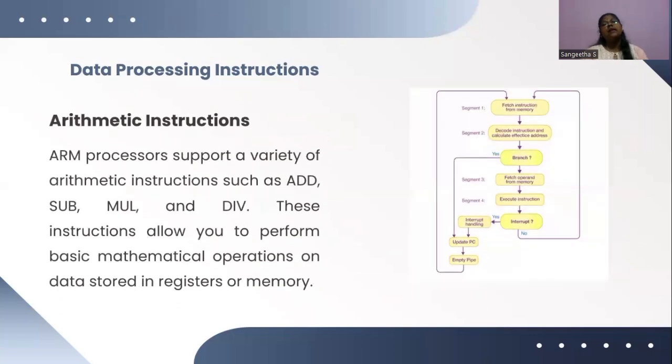Next is data processing instruction. Arithmetic instruction. ARM processors support a variety of arithmetic instructions such as add, sub, mul, and divide. These are the instructions or opcodes which are used to perform addition, subtraction, multiplication, and division respectively. These instructions allow you to perform basic mathematical operations. So arithmetic instruction is one of the data processing instructions in the ARM instruction set, where it does operations such as addition, subtraction, multiplication, and division.